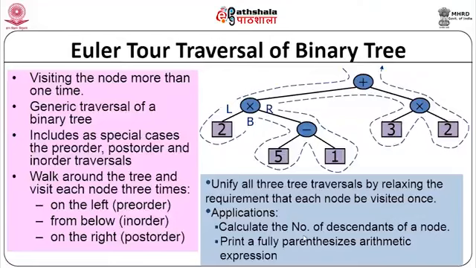This is the Euler tree traversal of a binary tree. Here we visit the node more than once. This is a generic traversal of a binary tree and includes as special cases pre-order, in-order and post-order. You walk around the tree and visit each node 3 times: on the left is pre-order, from below is in-order, and from the right is post-order. So, it unifies all 3 traversals by reducing the requirement of each node to be visited once. Applications include calculating the number of descendants of a node and printing a fully parenthesized arithmetic expression. You normally use Euler tree traversals for these. The other 3 traversals we saw are specializations, special cases of the Euler tour.